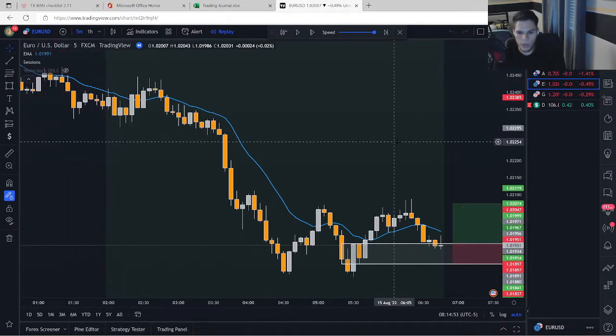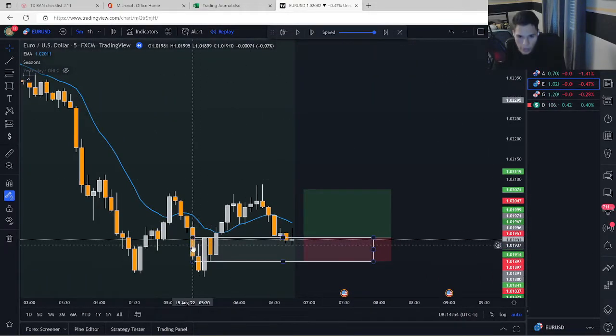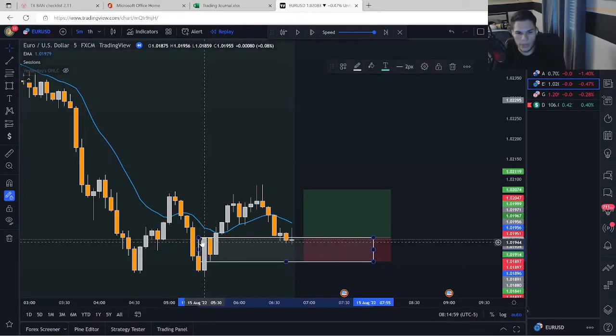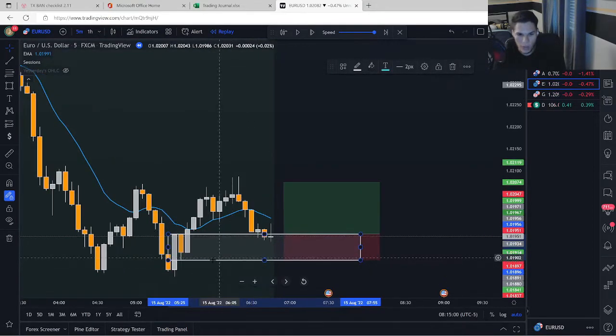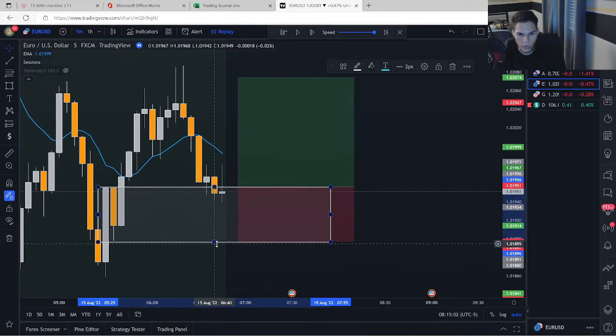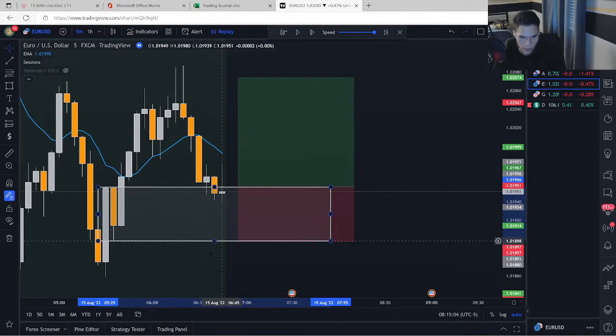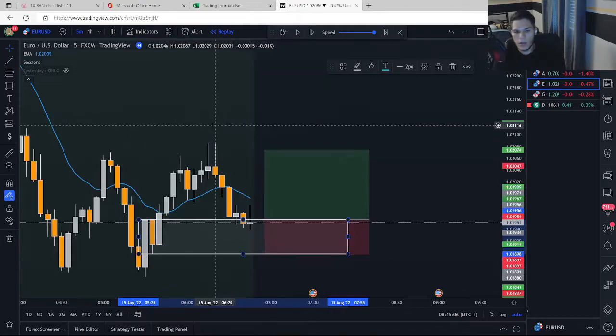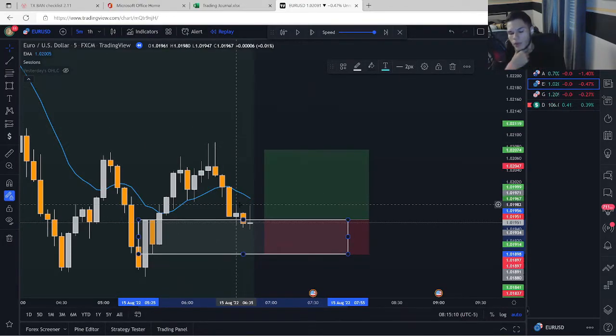So, we have a demand on EURUSD right here, starting from this candle. I drew the box all the way to the lower wick. Let me fix that to the exact tip. And I saw this trade when I woke up, around 6:30. So I saw this happening.